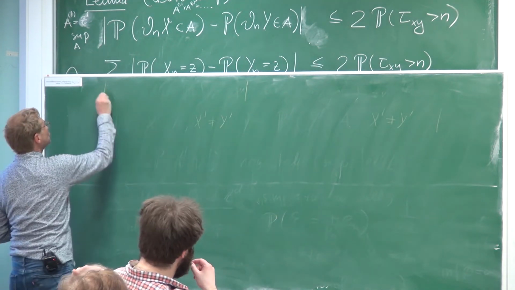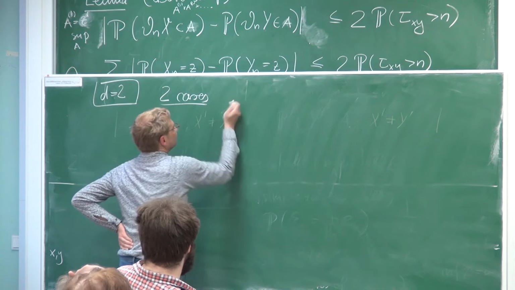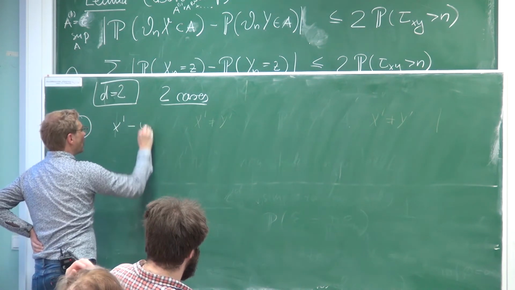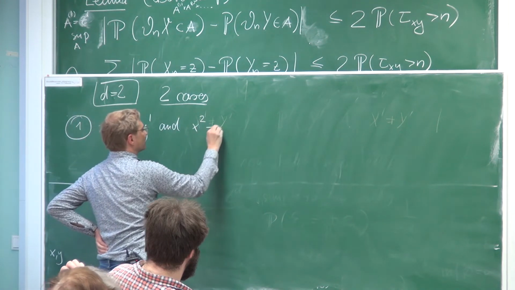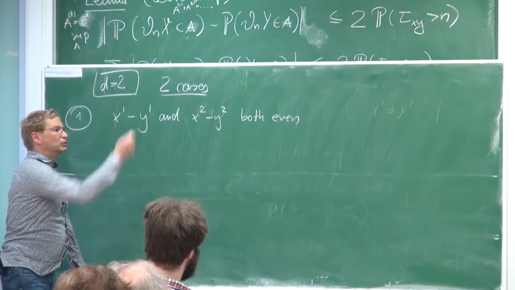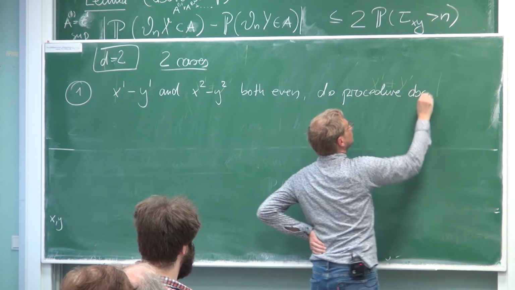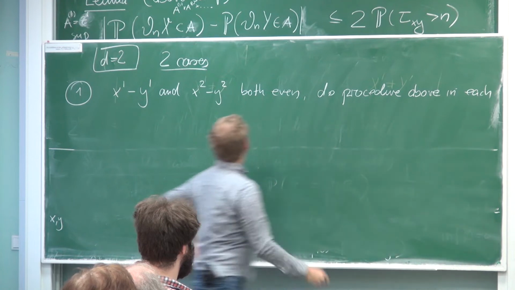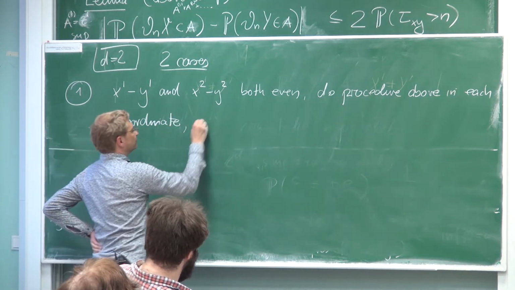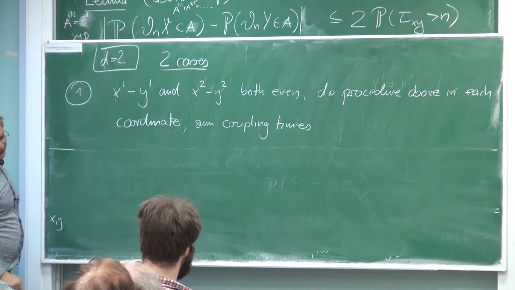So, if I have dimension 2, there are 2 cases. Again, we start with x and y. Case 1 would say x1 minus y1 and x2 minus y2 are both even. Then what we do is we do this procedure twice, in each coordinate, and we just sum the coupling times. There may be faster methods, but in this sense, they meet.